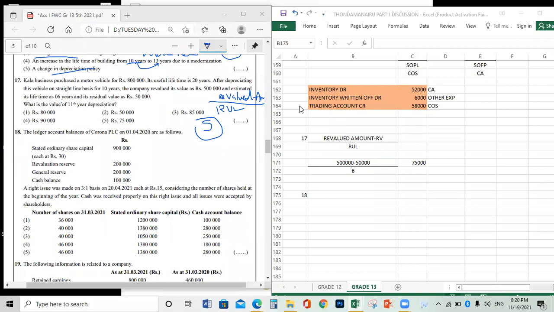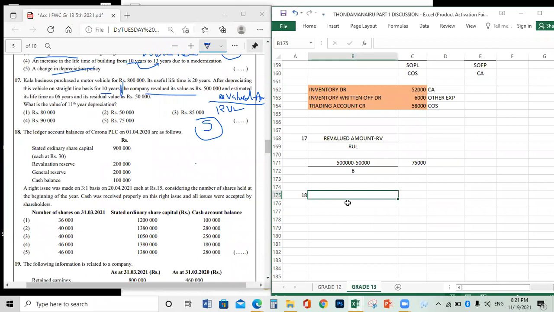Clear? So go to question 18, the last question for the day. What does it mean by 11th year of depreciation? 11th year means they are trying to talk about the next year. So after 10 years, the next year is the 11th year. In the 11th year only they have revalued. So they are asking the year at which they revalue. Okay. So guys, now go to question number 18.